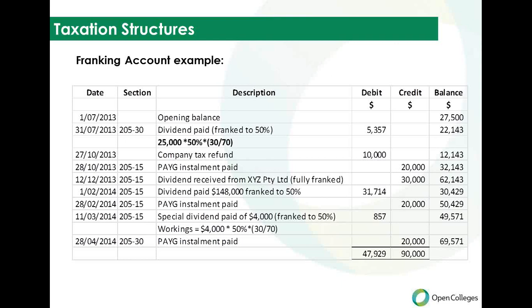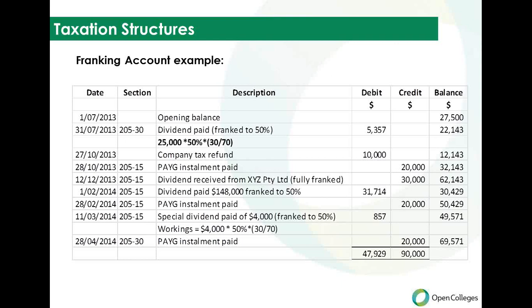So again, lay out your franking account like this. You don't have to know the section references for this example, but I think it's always important to note there's only two section references that are relevant: 205.30 for debits and 205.15 for credits. So just to be aware of that.